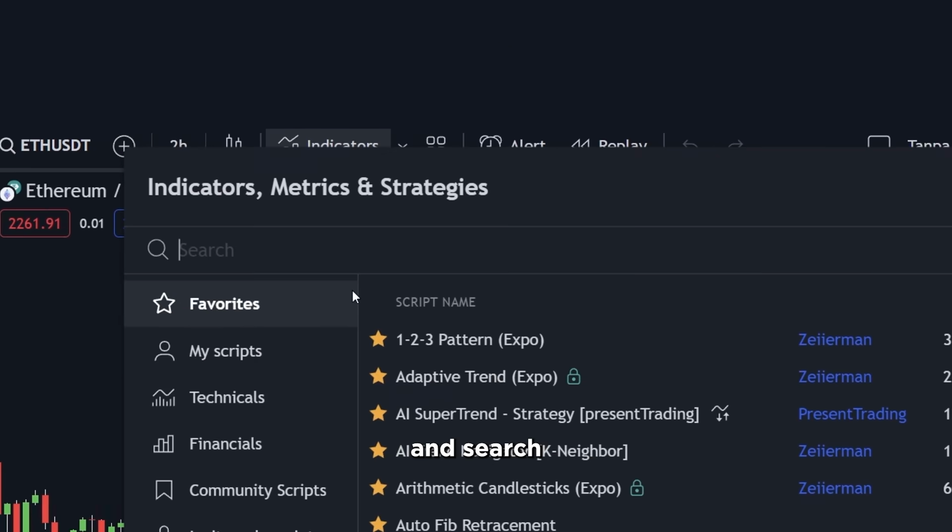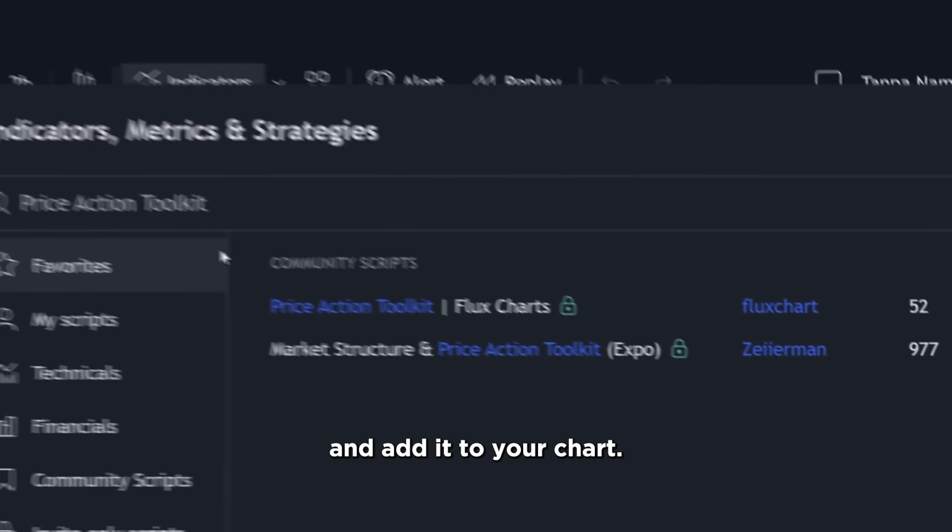First, go to TradingView and search for the Price Action Toolkit by FluxCharts and add it to your chart.